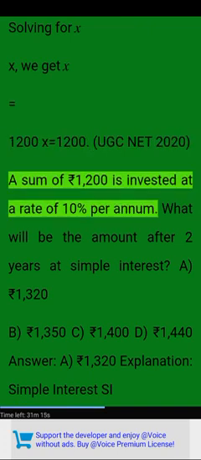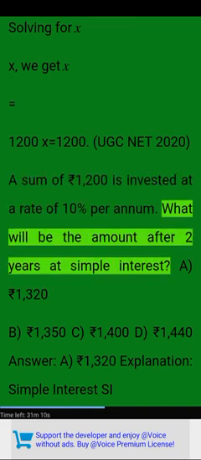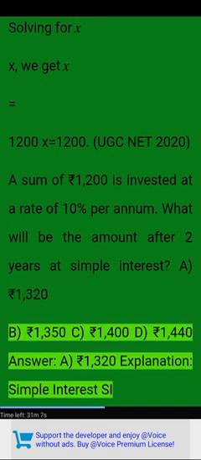UGC NET 2020. A sum of 1,200 rupees is invested at a rate of 10% per annum. What will be the amount after 2 years at simple interest? A. 1,320 rupees. B. 1,350 rupees. C. 1,400 rupees. D. 1,440 rupees. Answer: D. 1,440 rupees. Explanation.